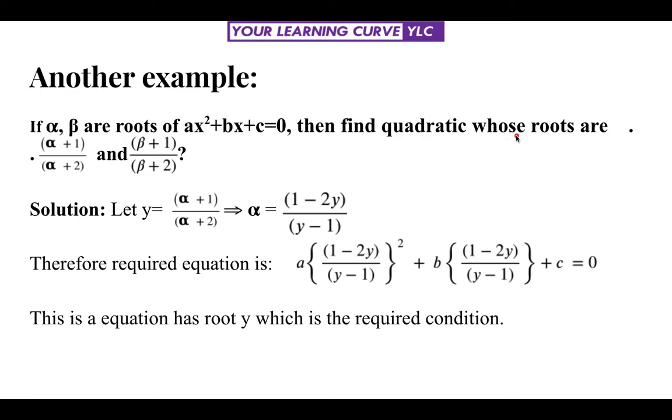We have to find an equation whose roots are alpha plus 1 upon alpha plus 2, and beta plus 1 upon beta plus 2. See, here you will observe the use of this method. Why is this method more useful than the previous one?